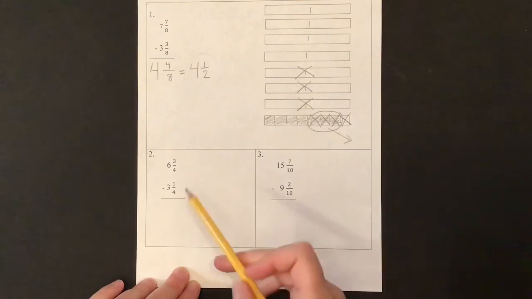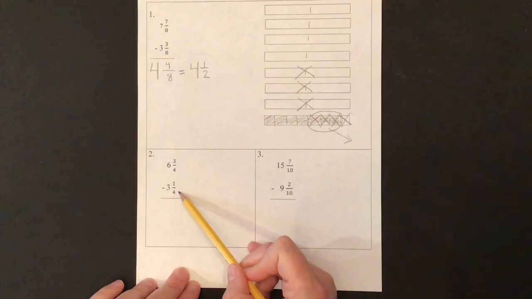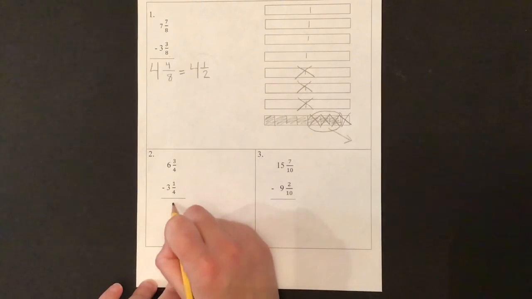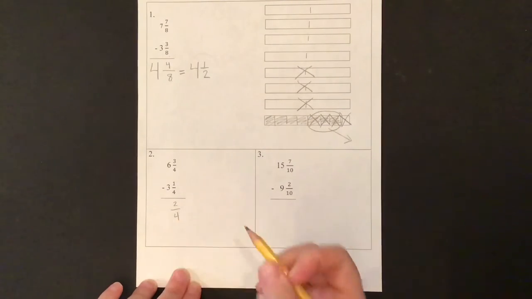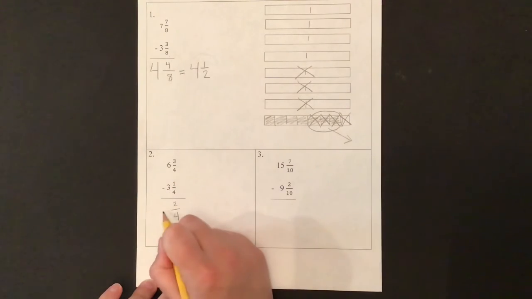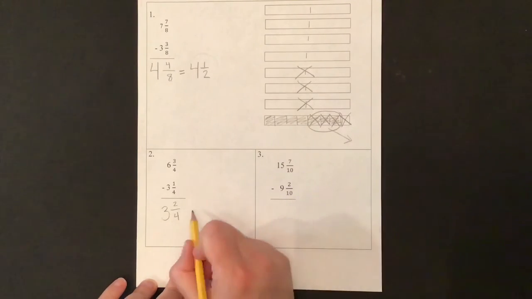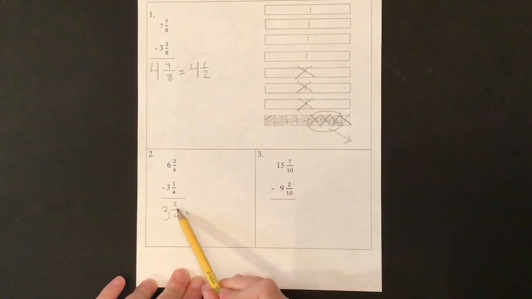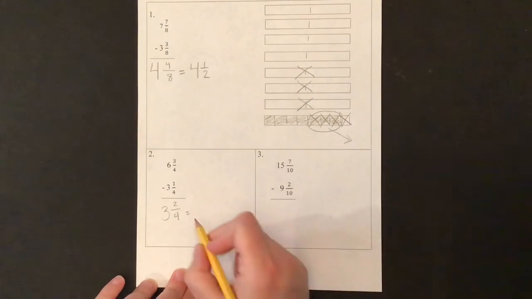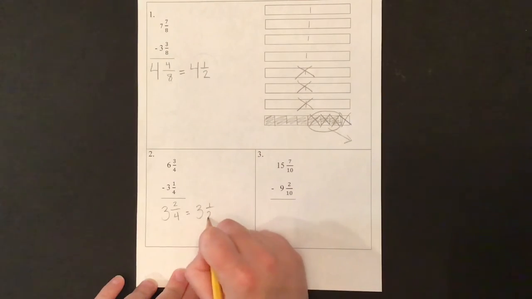So first I'm going to look at my fractions. 3/4 take away 1/4. That's 2/4. And then 6 wholes take away 3 wholes. That's 3 wholes. So my answer is 3 and 2/4. And hopefully you recognize that 2/4 is equivalent to 1/2. So we can just write down 3 and 1/2.